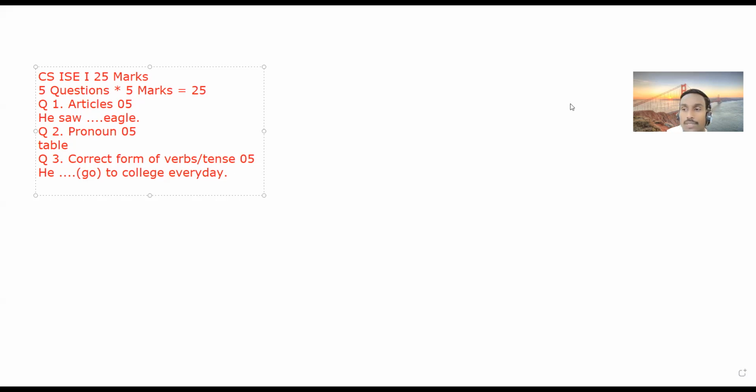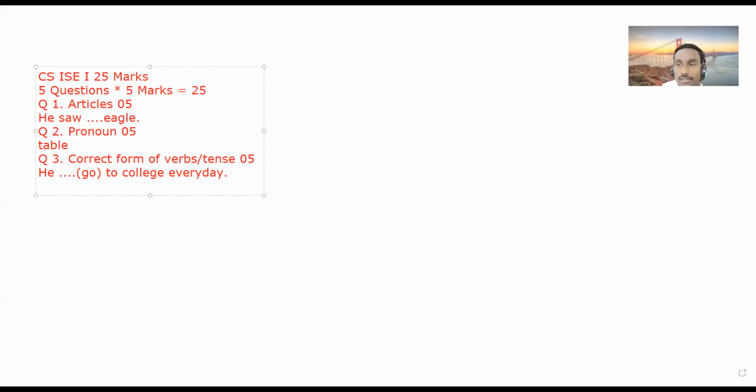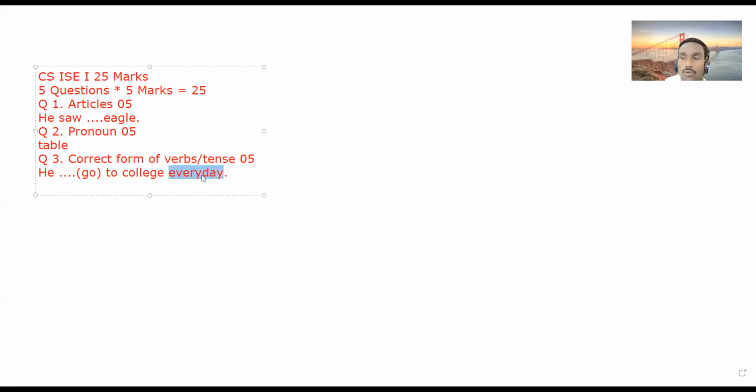Like this, you have to use the correct form of verb, and for that you have to read the sentence carefully. If you read the sentence carefully, you will come to know which tense it is. For example, here I told you, from every day you will understand it is simple present. Sometimes there is a combination of two tenses also. We will see some more examples in this category, so that you can get a clear idea about this kind of questions. Okay, so any difficulty about question 3 here?